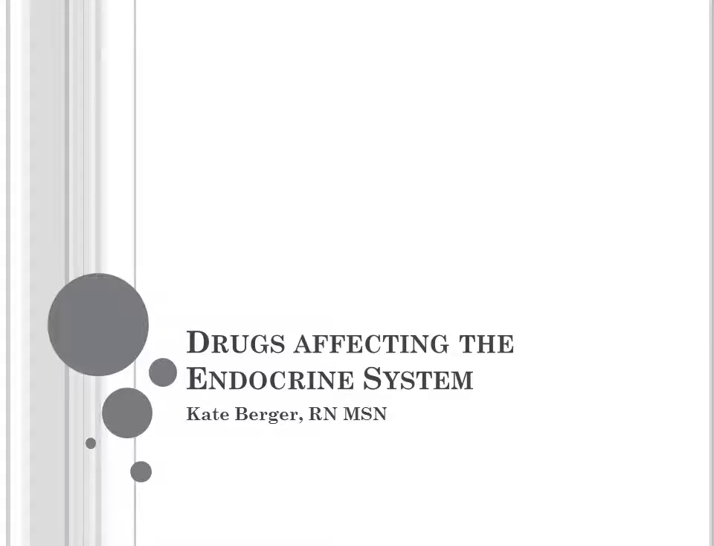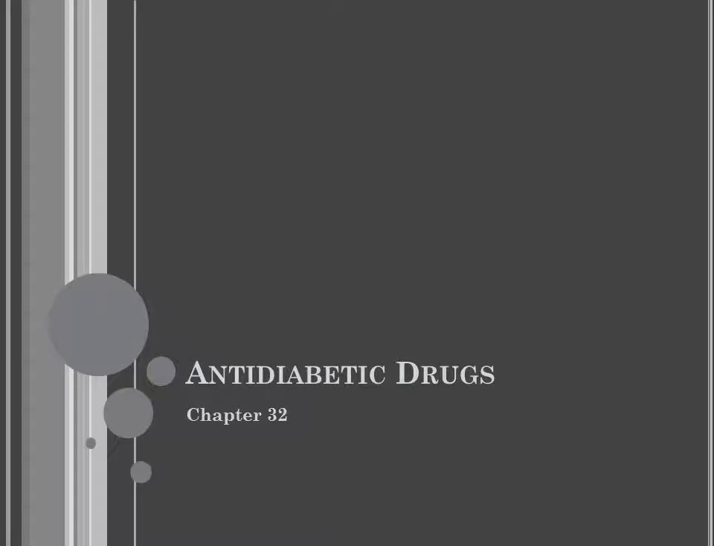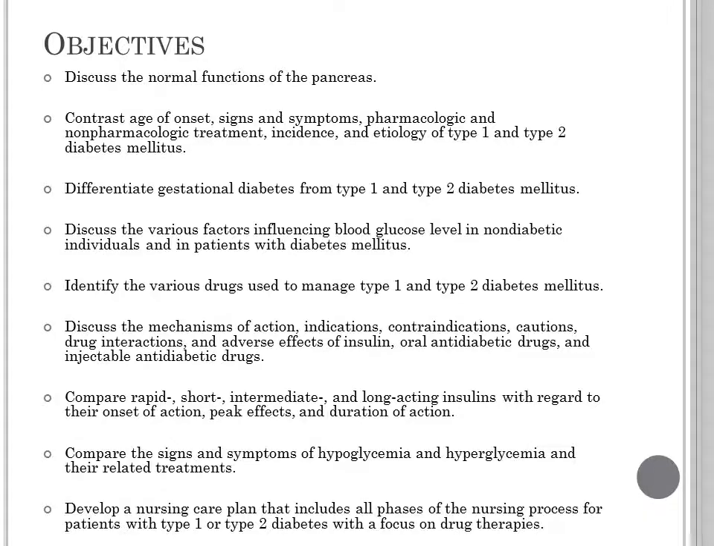Okay, for this lecture we're going to be talking about drugs which affect the endocrine system, specifically Chapter 32, Anti-Diabetic Drugs. The objective for today is first to discuss the normal function of the pancreas, because it's hard to understand how these medications affect the body if you don't understand the normal function.